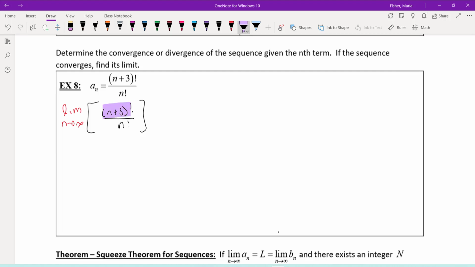You look at these two again, n plus 3 factorial and n factorial. Which one of those is bigger? N plus 3 factorial, that's the one you expand.